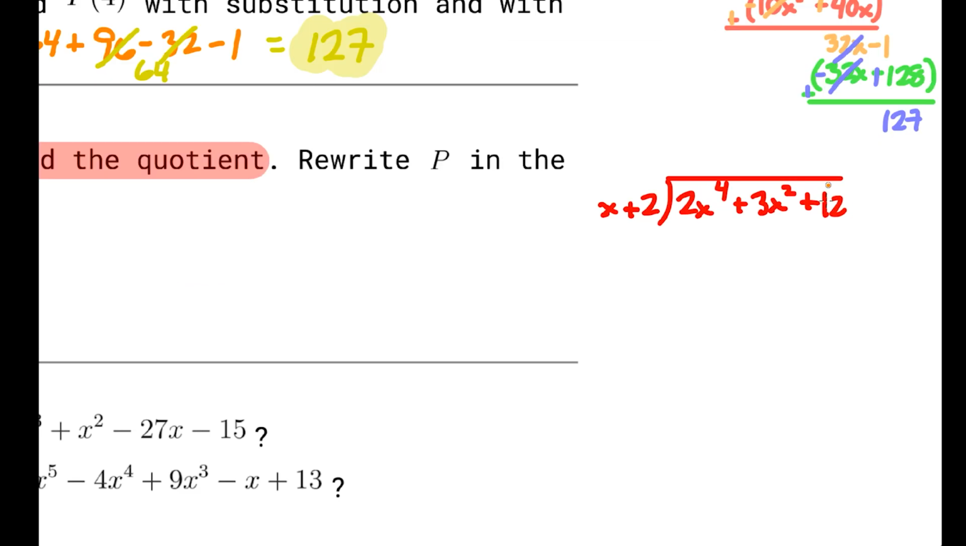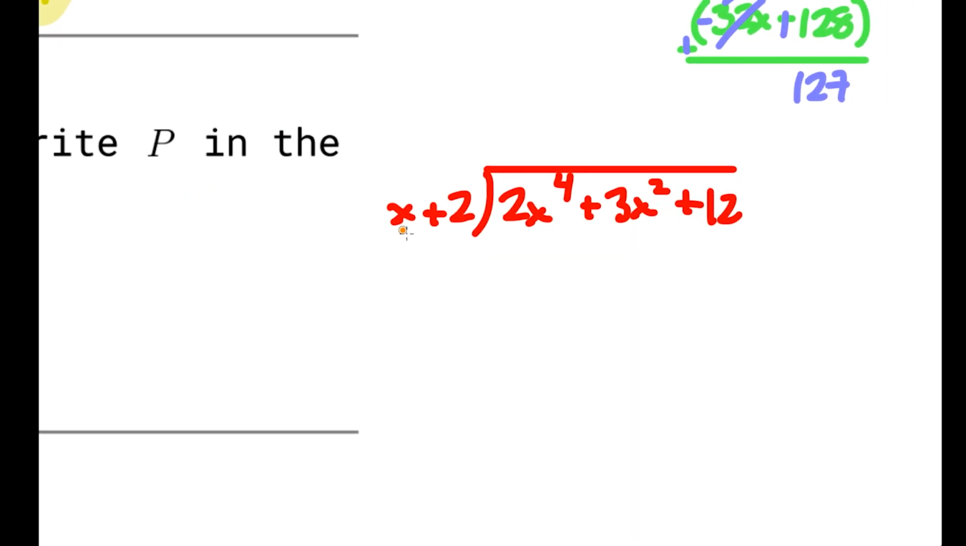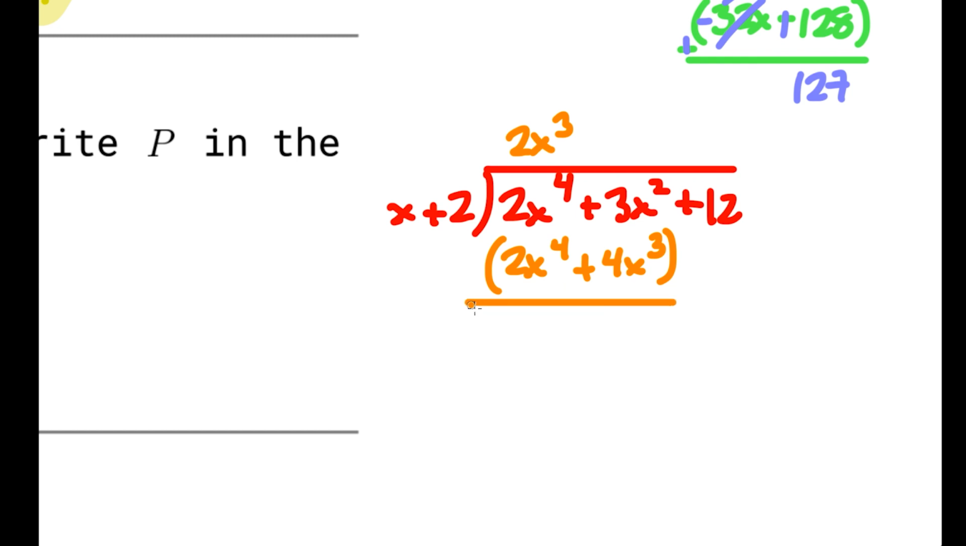Okay, so then you have to think, so let me zoom in here. What do you multiply this x by right here to get 2x to the fourth? That would be 2x to the third. So I'm going to do 2x to the third. This will be 2x to the fourth plus 4x cubed, in parentheses, and then we're subtracting this off. So it's going to be negative. This is negative. So cancel, cancel. And then you're going to be left with negative 4x cubed plus 3x squared plus 12.